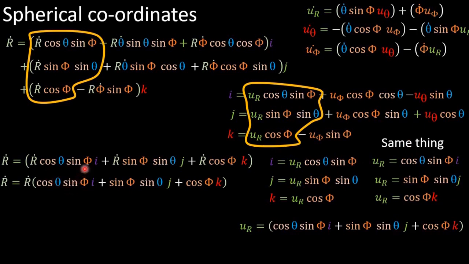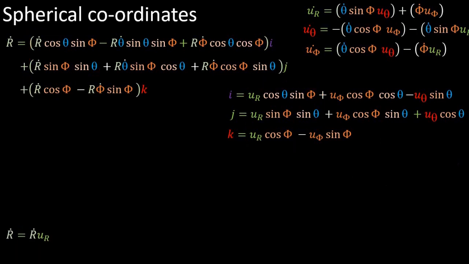And then if I factor out r dot from each term, I'll get this. Okay, so all I did was factor out r dot from each term. And then I'm going to substitute u sub r into here, because this whole term here is the same as this term. So if I do that, I'll get r dot equals r dot times u sub r. And that is our velocity in the u sub r direction. So this is what we got earlier on, but now we've just done a thorough derivation of that. Okay, so I'll put that to one side.